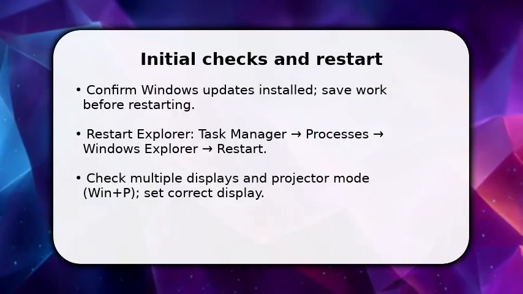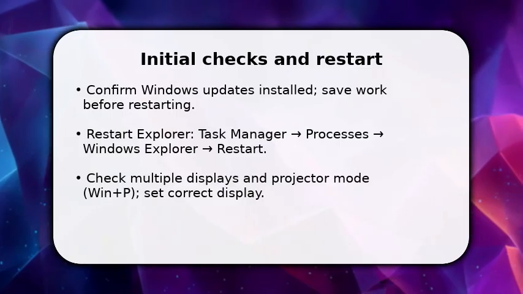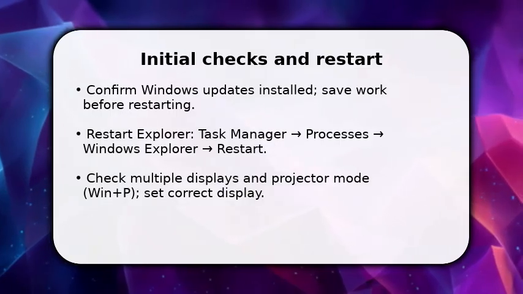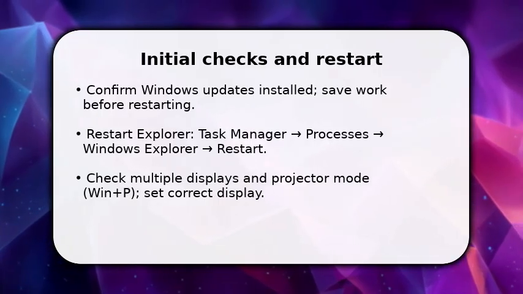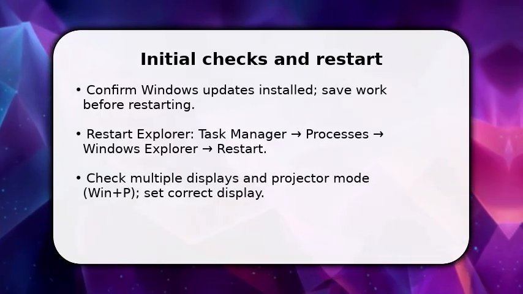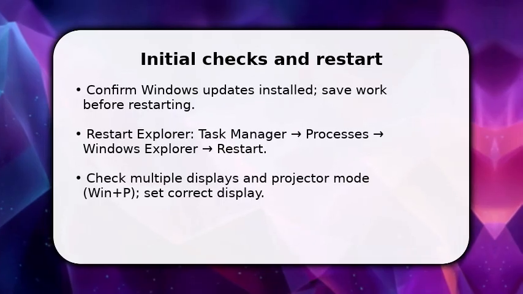You start by ensuring the system is ready. Save open files and close heavy apps. First, open Task Manager, find Windows Explorer and click Restart. This often restores the taskbar quickly because it relaunches the shell.